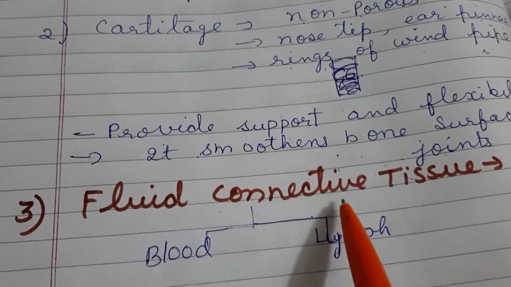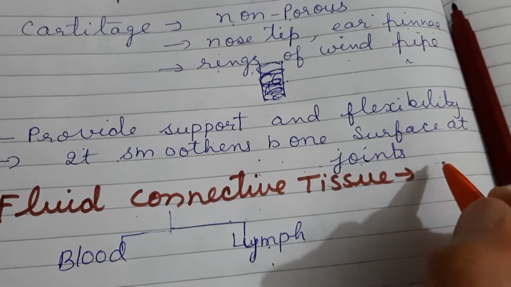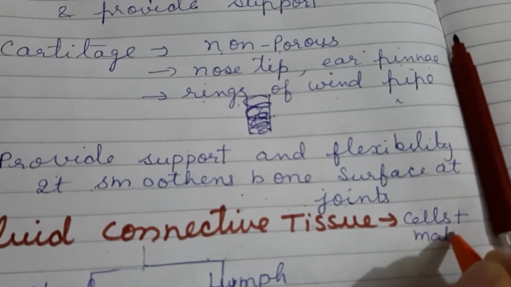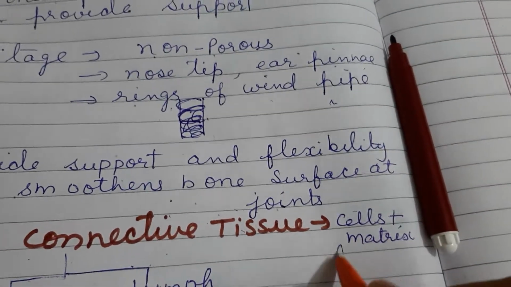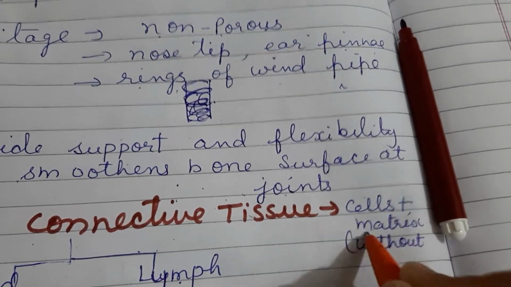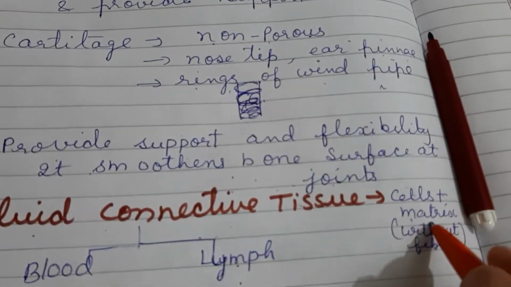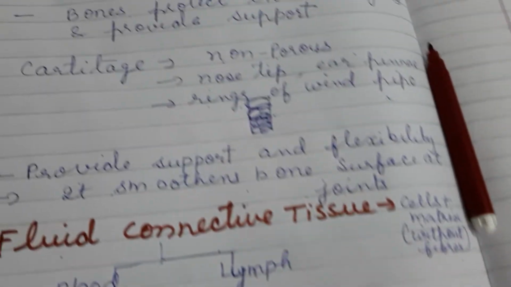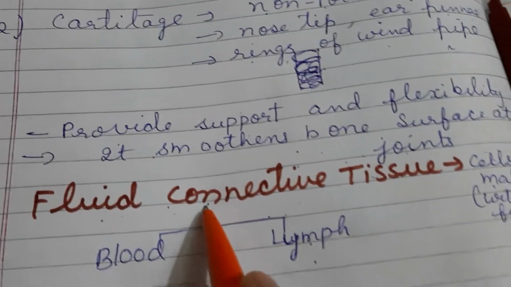This fluid connective tissue consists of the cells and the matrix. What does it have? It has cells plus matrix, right? Matrix is in the form of fluid, so it has cells and matrix, but it does not have fibers. Without fibers, this is the main thing. So cells plus matrix are there, but in the matrix no fibers are there. Matrix in them is present in the form of fluid, and that matrix is also known as the plasma.